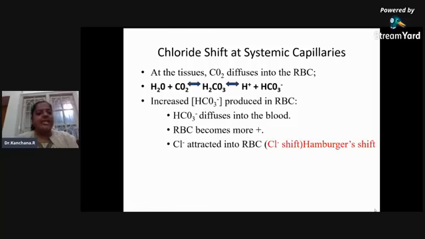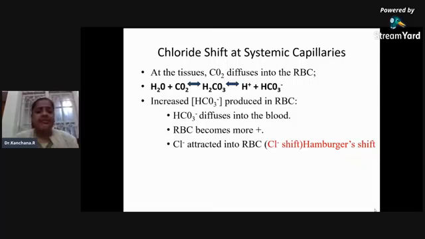Now, chloride is attracted into the RBC with the help of a chloride-bicarbonate exchanger, or anion band 3 exchange protein, which results in chloride coming inside the RBC and bicarbonate going into the blood. Once this bicarbonate enters the blood, it can be transported to the tissues. This is called the Hamburger shift, named after the scientist Hamburger who discovered this chloride shift. This is the chloride shift occurring at the level of tissues.